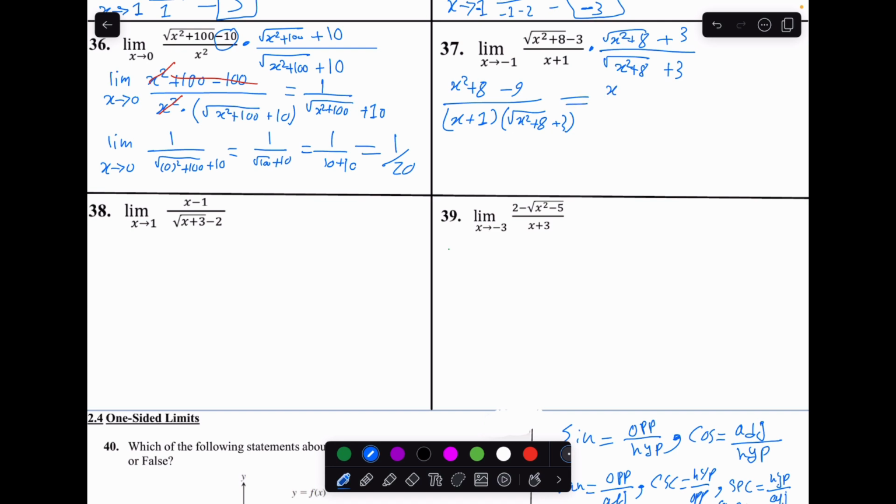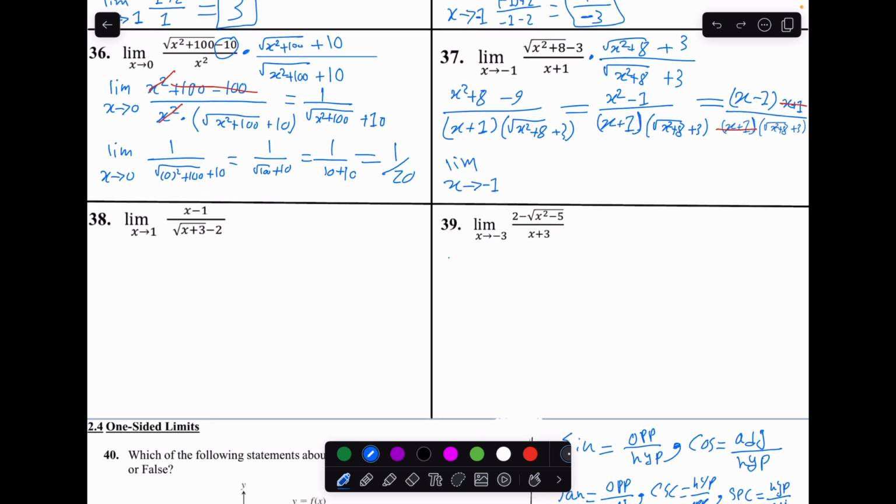This is equal to x squared plus 8 minus 9, which is equal to x squared minus 1, over x plus 1 multiply square root of x squared plus 8 plus 3. x squared minus 1 is equal to x minus 1 multiply x plus 1.